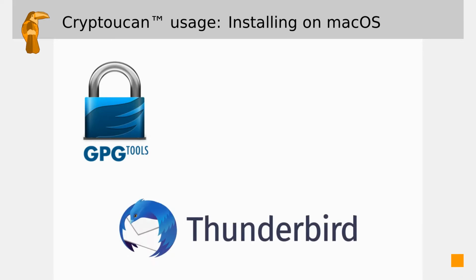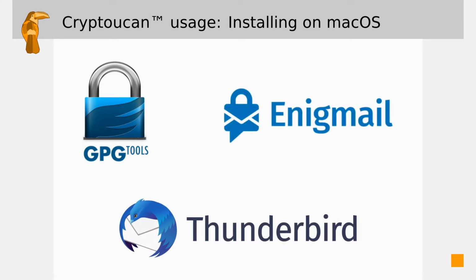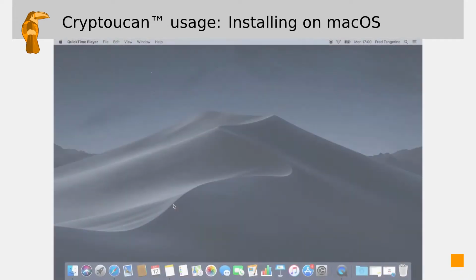The next software is an email client called Mozilla Thunderbird. And the final piece of software is an add-on for Thunderbird called Enigmail. It provides support for GPG, so you can use it in the email client.